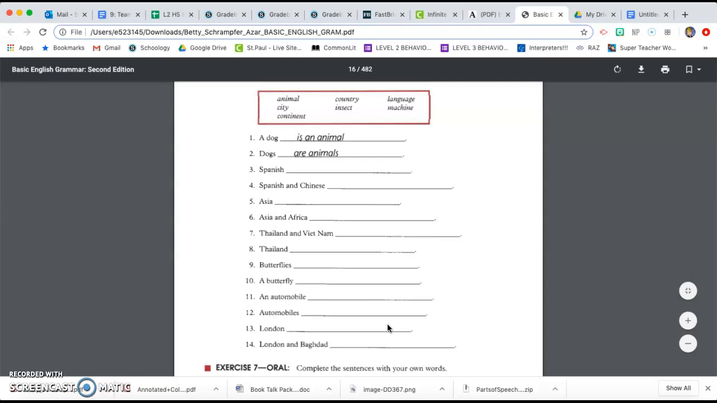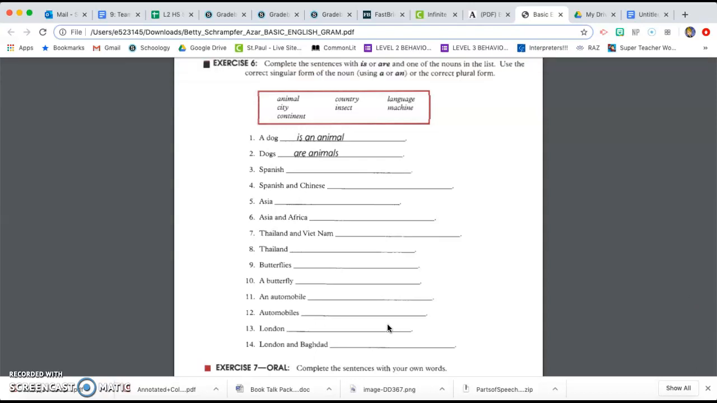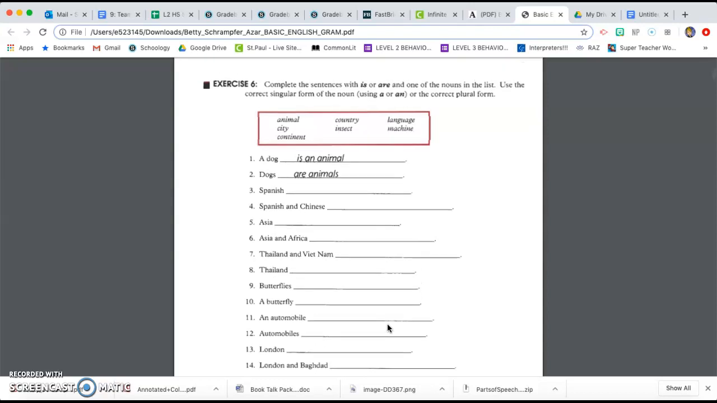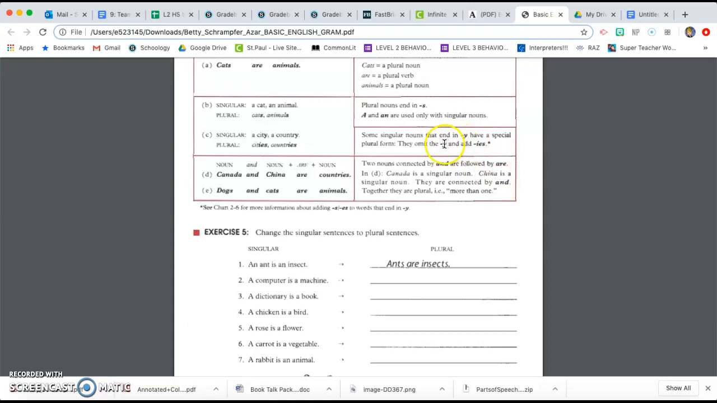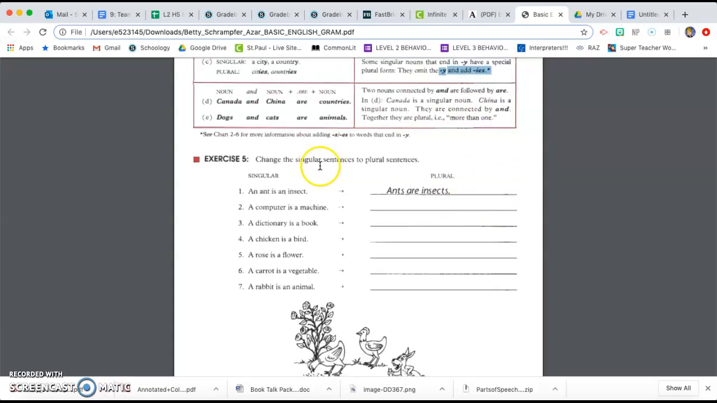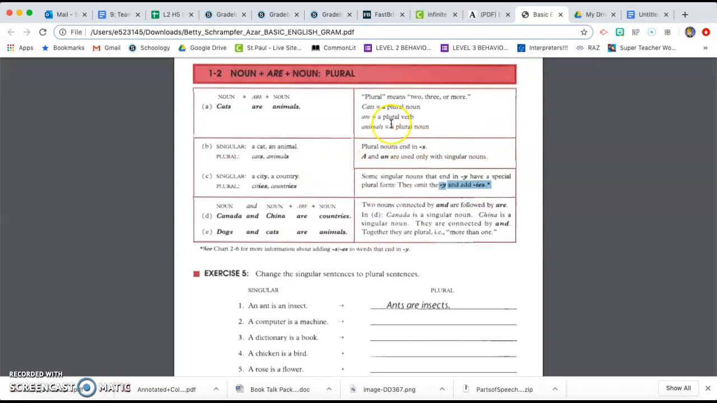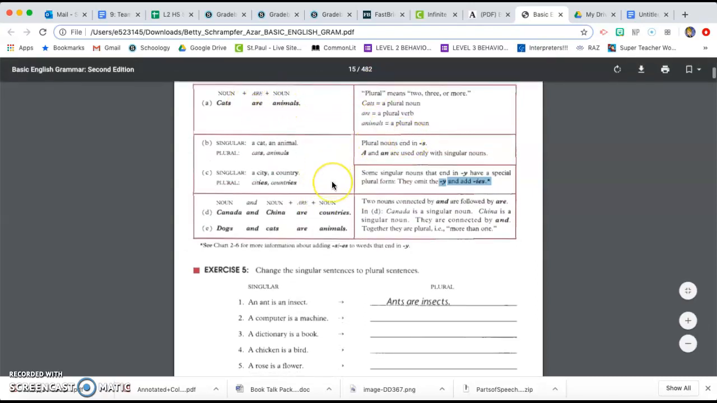You're going to practice making singular and plural sentences today. Make sure to remember, if something has to be changed to plural, if it ends in Y, add IES, and remember, use is for singular sentences and are for plural sentences.